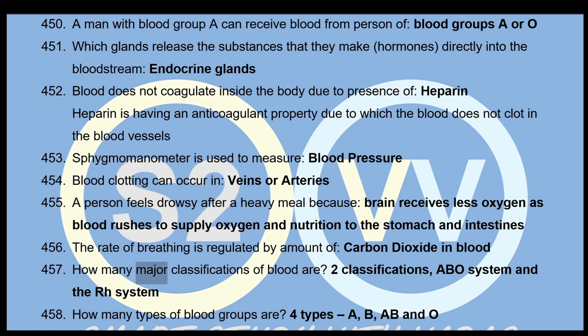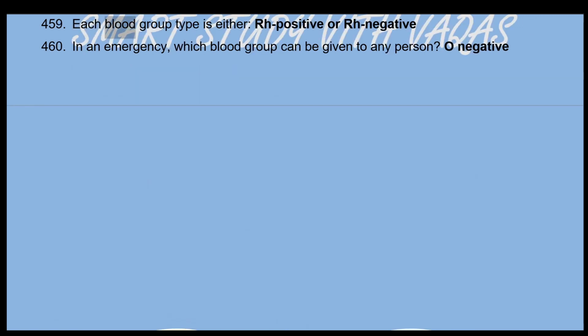How many major classifications of blood are there? 2 classifications, the ABO system and the Rh system. How many types of blood groups are there? 4 types: A, B, AB and O. Each blood group type is either Rh positive or Rh negative.